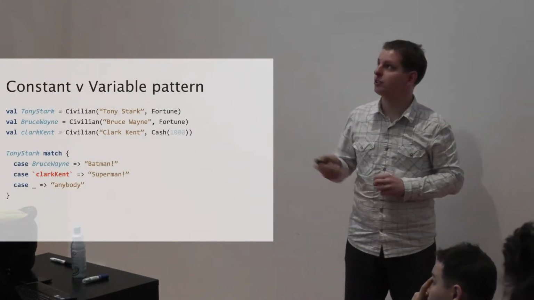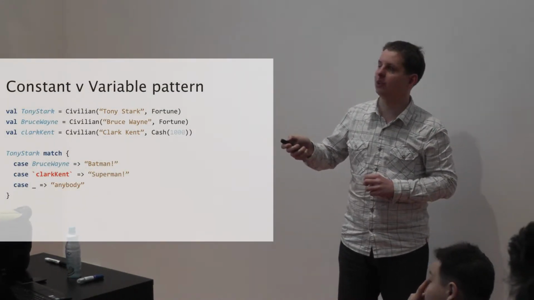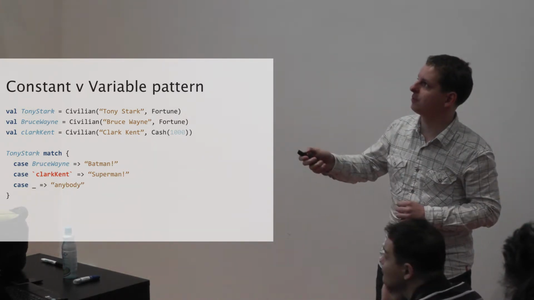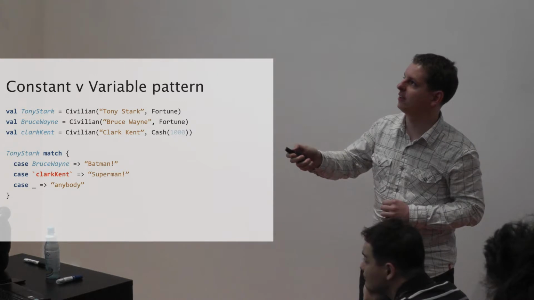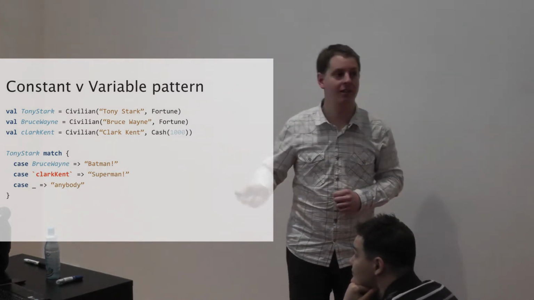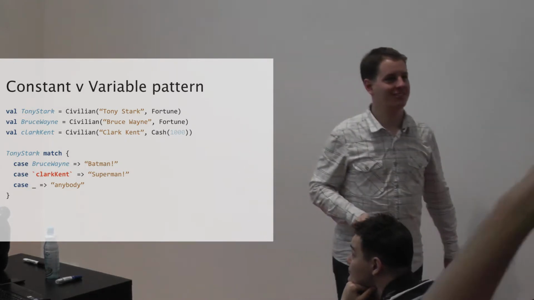Okay. So if you want to access the Clark Kent variable inside the match, you have to use the backticks. Yes, and this will not match anything. It will not create a new variable. It will tell this is a constant pattern. This Clark Kent. So in this case, Tony Stark will not match anything, and is anybody. Okay. Jesus Christ, it's humiliating.